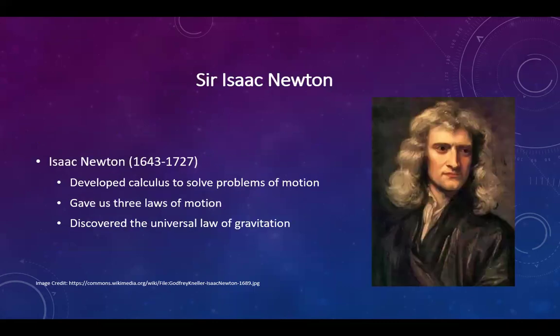Now, Sir Isaac Newton, who lived from 1643 to 1727, developed calculus to solve problems of motion. So while it's possible to do these calculations about planetary motion without calculus, it is much easier with it. And he gave us the three laws of motion, and he also discovered the universal law of gravitation.